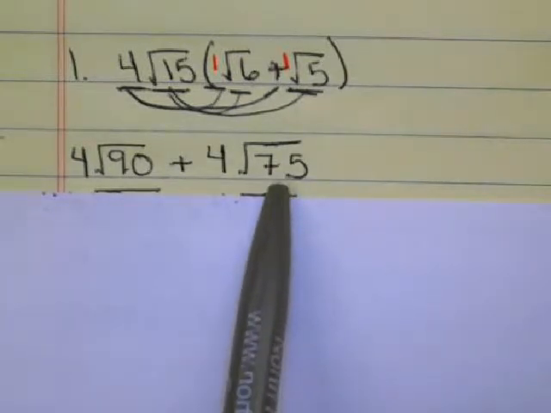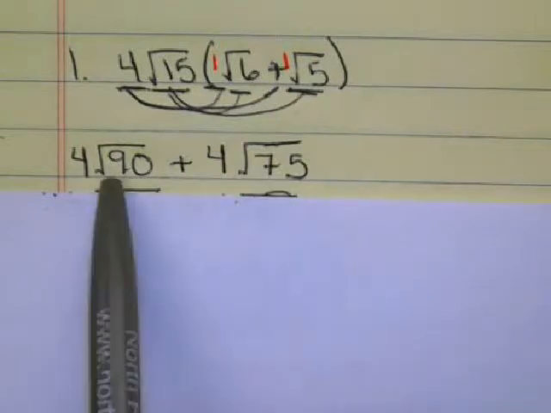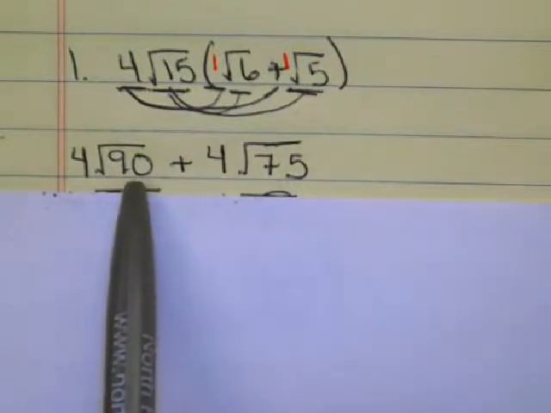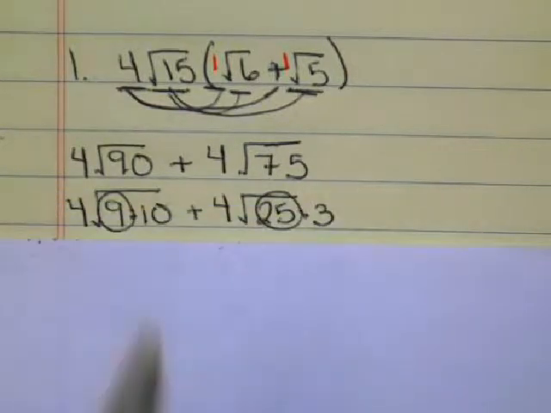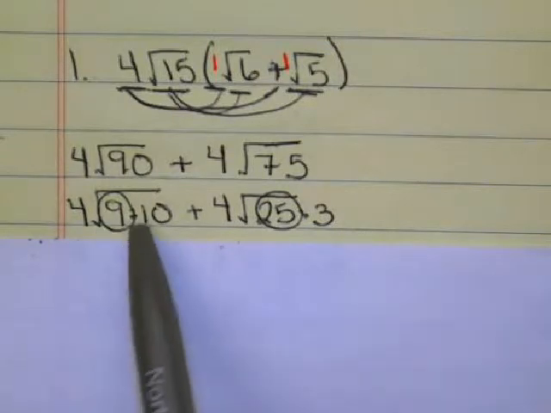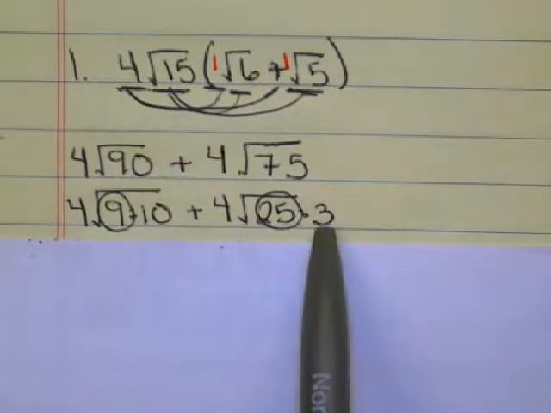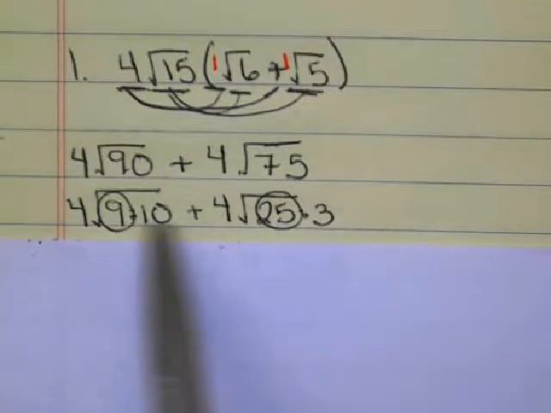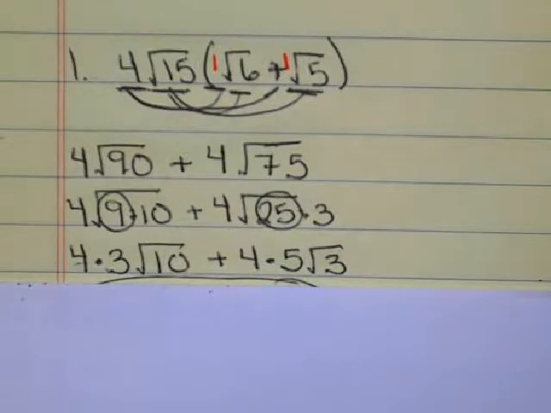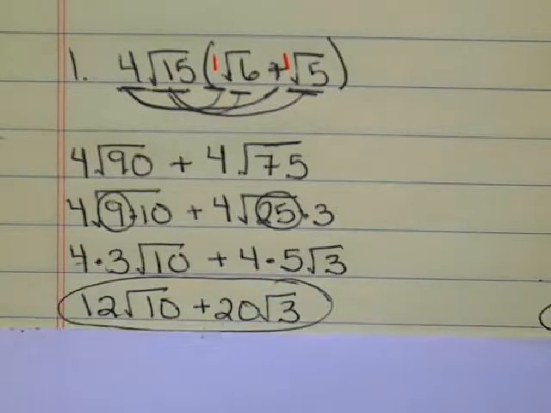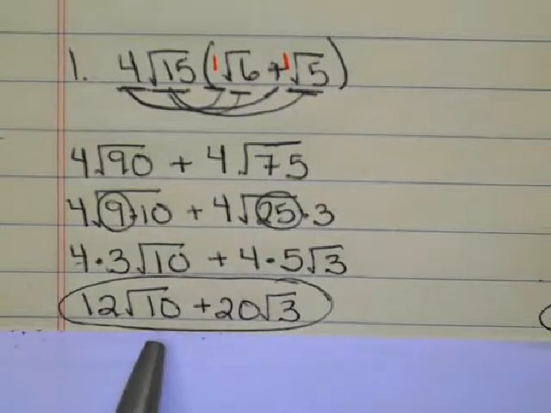From there, I have to simplify my radical, so I have to find a perfect square that goes into both of these. 90 has 9 and 10, and 75 has 25 and 3. So I have 4 radical 9 times 10, plus 4 radical 25 times 3. 9 is a perfect square, and 25 is a perfect square, so I pull those out. When they come out, they multiply, so I have 4 times 3 radical 10, plus 4 times 5 radical 3, which gives me 12 radical 10 plus 20 radical 3. And since I don't have any like radicals, I can't combine anything else, and that's my final answer.